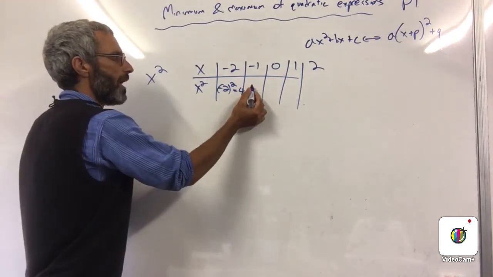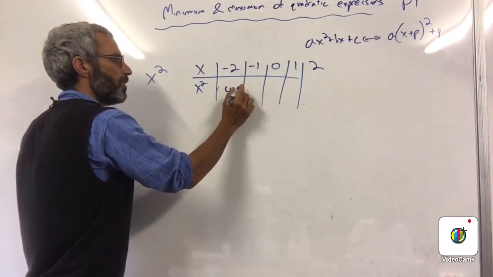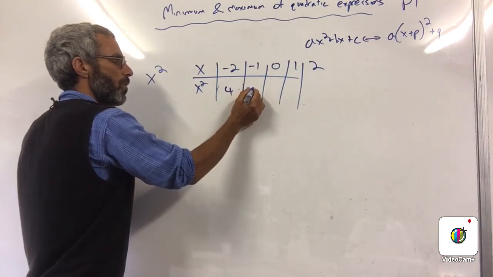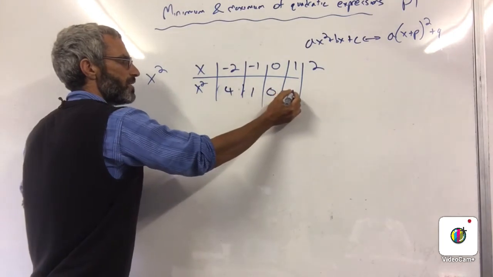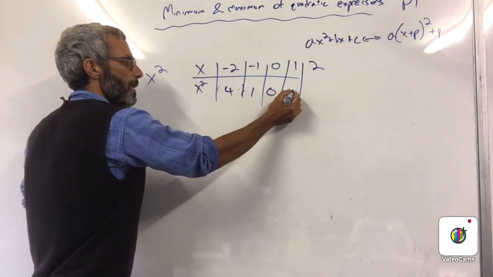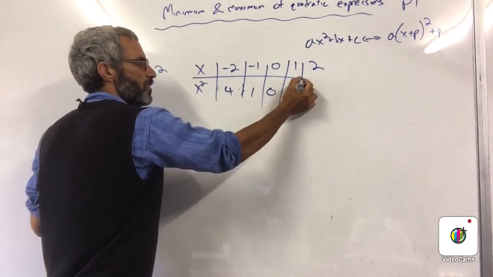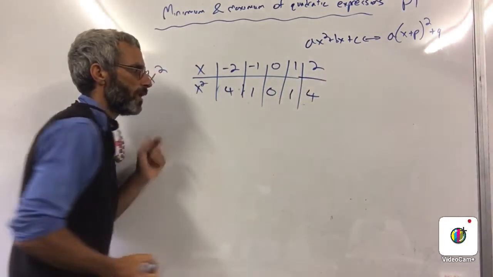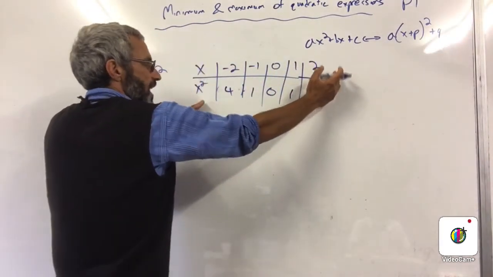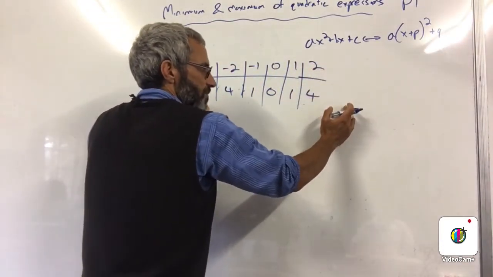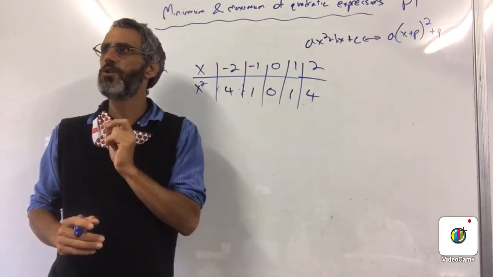What about -1? Let's just write 4. When x is -1, what is x squared? 1. When x is 0? 0. When x is 1? 1. So 1 squared is still 1. And when x is 2? 4. Now, obviously, if I carried on, -3, I'll get 9, and +3, I'll get 9.